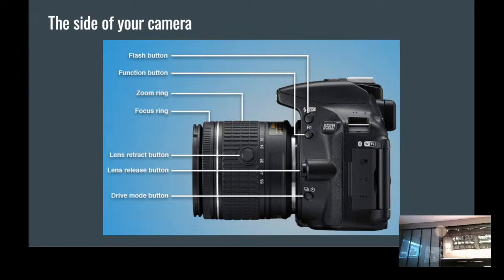Sometimes FN is your shortcut button, sometimes the I is your shortcut button, but it's basically the button on the camera that allows you to get to usually your most used settings. That could be your focus area, that could be your metering, that could be your bracketing, that could be your burst shooting as well. There's a few different things that it can do.